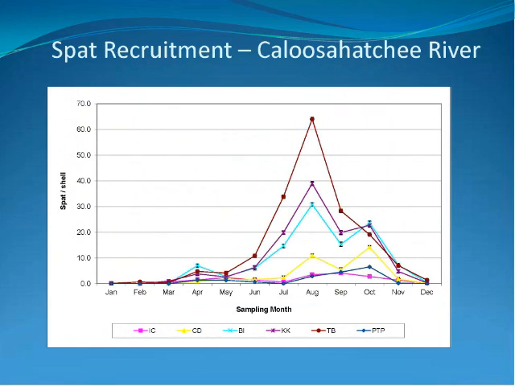From previous experiments, this is a long-term average of about 10-12 years worth of data. The x-axis is the sampling months in a calendar year. The y-axis is the spat per shell. As you can see, the recruitment starts somewhere between April, May, going all the way to October, with peak months July, August, September. You get very, very good recruitments, sometimes as high as 70 spat per shell.